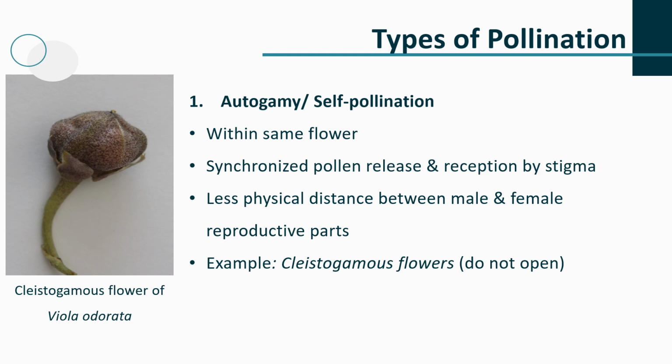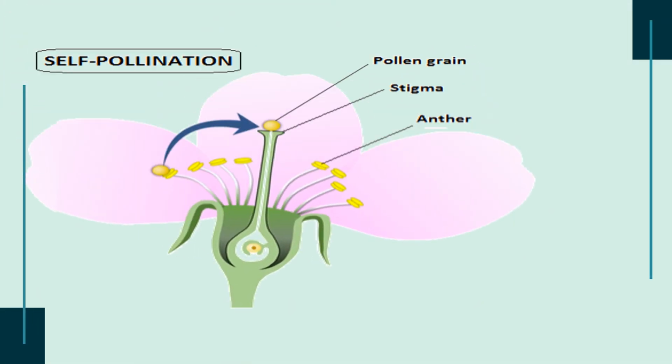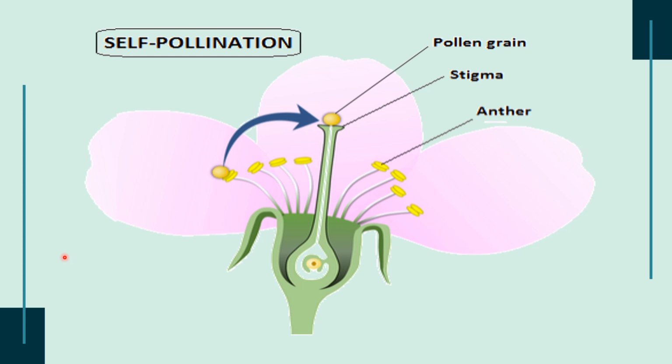Autogamy takes place in flowers that do not open, known as cleistogamous flowers. This image shows that pollen grains produced from anthers of this flower are being transferred to the stigma of the same flower in order to ensure self-pollination taking place between them.